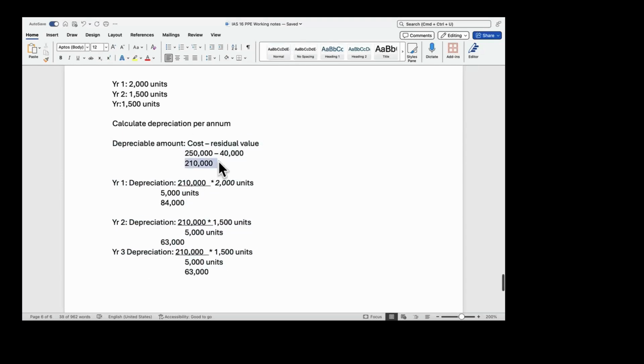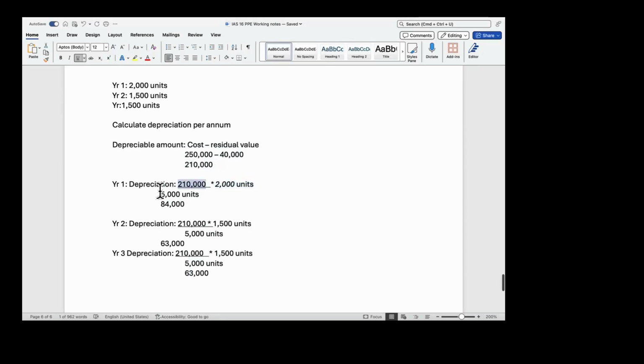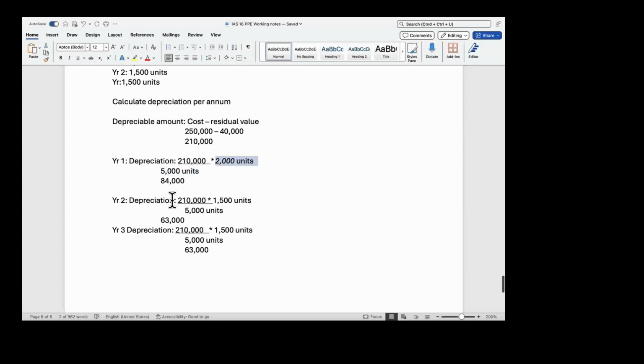Get the depreciable amount. You know that you are allocating based on the units you are given each year. First, you do the depreciable amount divided by the total units. That gives the cost per unit, multiplied by the units produced for that year. You do that for each of the years.